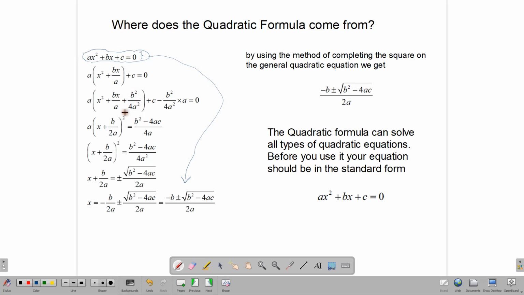CXE does not and will not ask the student to prove the formula using this process. It simply will ask you to use the formula or use any method available to you to solve a given question. The formula can solve all types of quadratic equations, and so can completing the square. Sometimes it is not necessary to use the formula. The formula is more of a sledgehammer, where sometimes what you need is a scalpel.